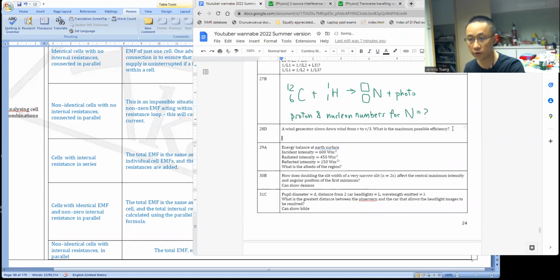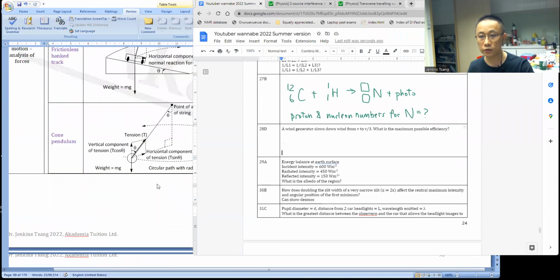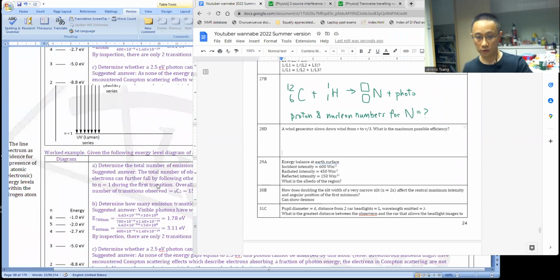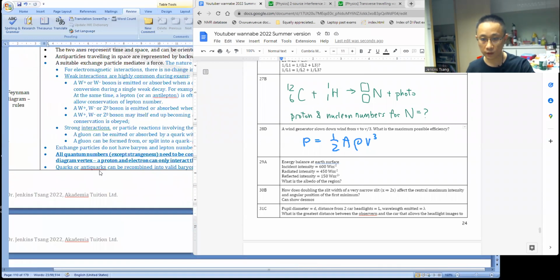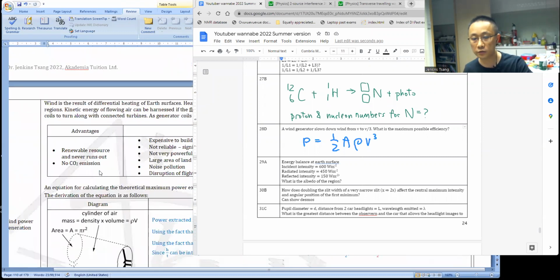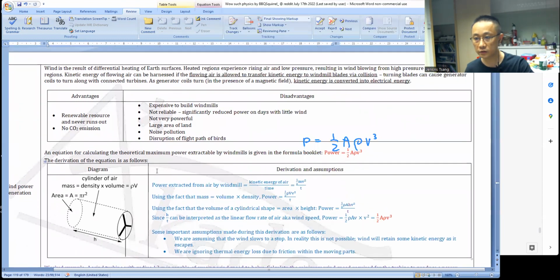Question 28, a wind generator slows down wind from V to V/3 as the wind passes through the generator. For this question, you would just need to use the wind energy equation, which is given in the formula book. I should start writing first. So the power equals 1/2 A density v cubed. And slowing down the wind from V to V over 3 actually extracts a lot of energy.